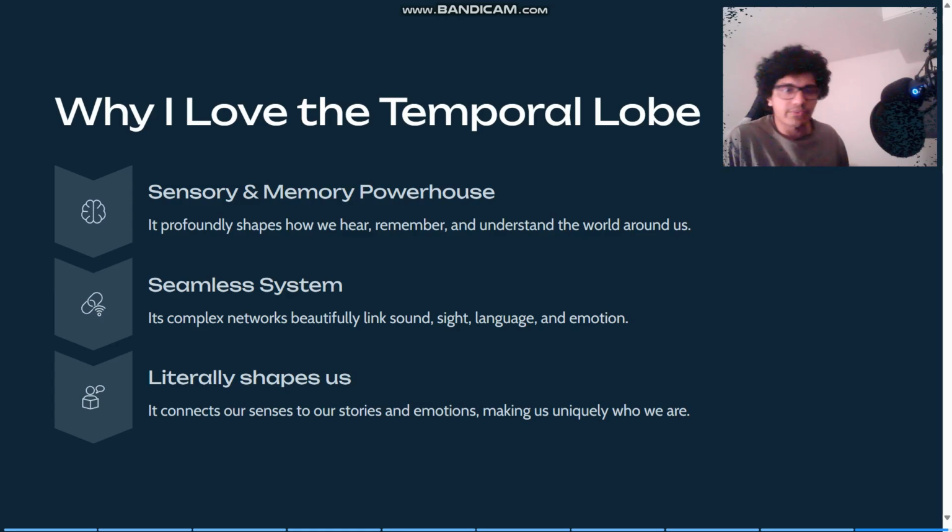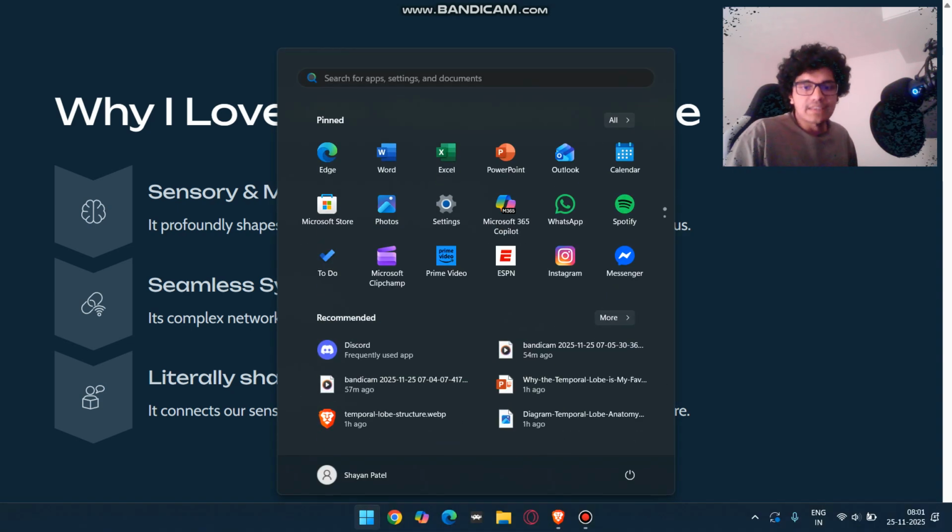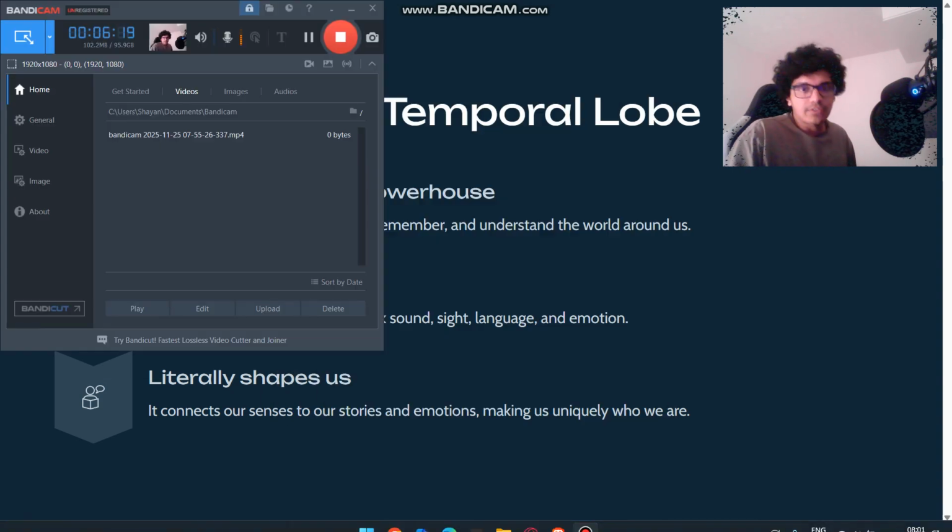And it literally shapes us. It shapes the way we perceive the world. It shapes how our senses connect to each other and our perception of stories and emotion. And it individualizes us way more than we thought it would. These are the reasons why I love the temporal lobe as a whole the most. I think it's a wonderful organ, and that is my presentation.